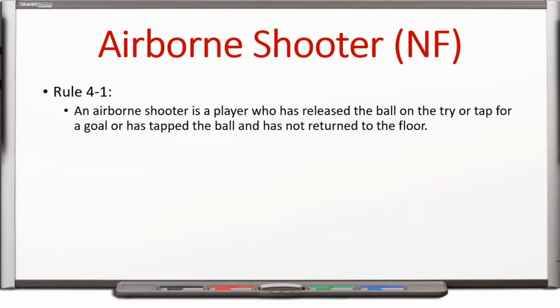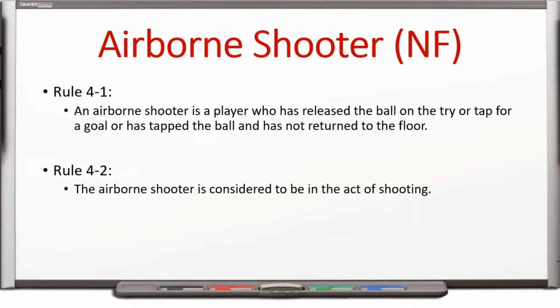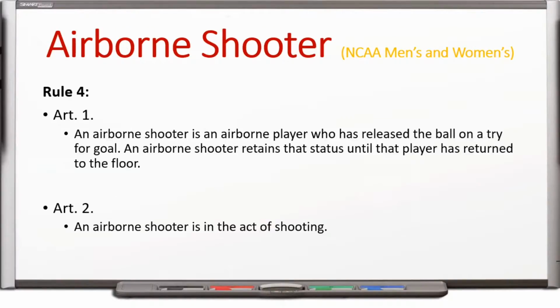Rule 4-2 says, an airborne shooter is considered in the act of shooting. As you can see here, NCAA men's and NCAA women's uses the same basic wording. Now this is why Rule 4 is so important, because this is a basically very simple rule or article in the rule. So let me show you some examples of what I mean by an airborne shooter that I just read. Let's show an example.